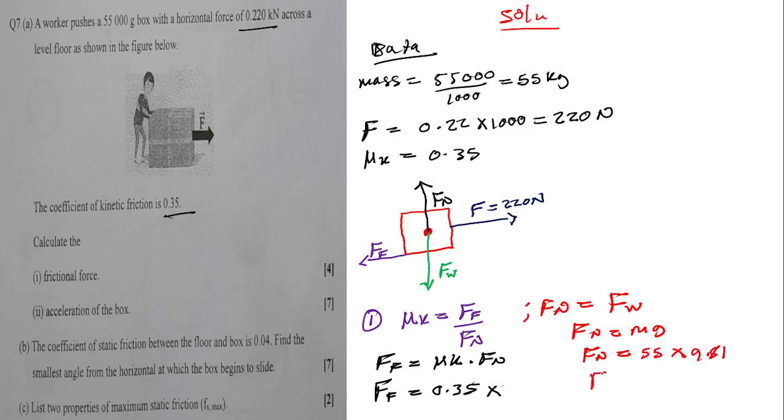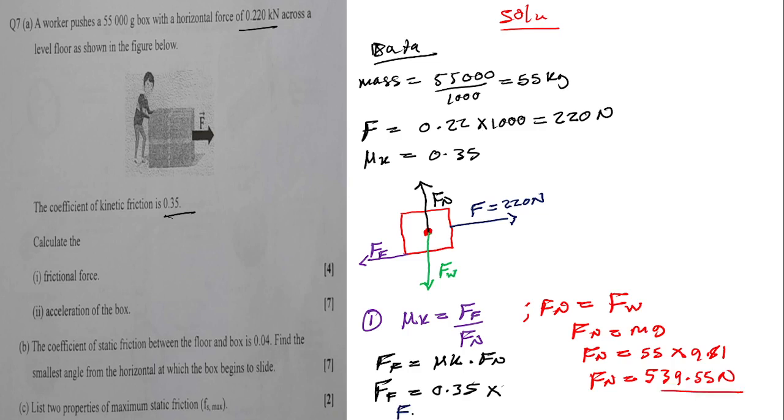9.81. So Fn in this case, you're just going to say 55 times 9.81, which gives us 539.55 Newton. This is the information we are going to use to get the final answer.